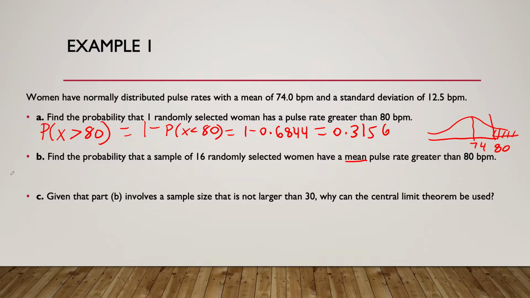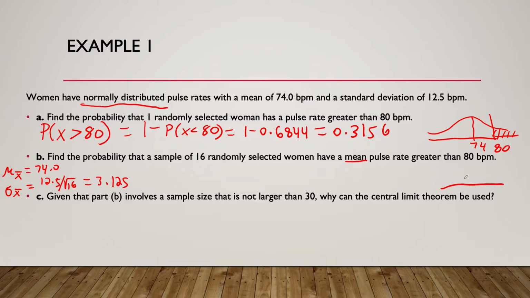So because of that, the mean of the sampling distribution of x bar is simply 74 again. But now the standard deviation of the sampling distribution of x bar is going to be 12.5 divided by the square root of 16. If you do this out on a calculator, you get an answer of about 3.125. But 16 here is less than 30. But since we were told that it's normally distributed anyway, we could still do this. So we're fine.